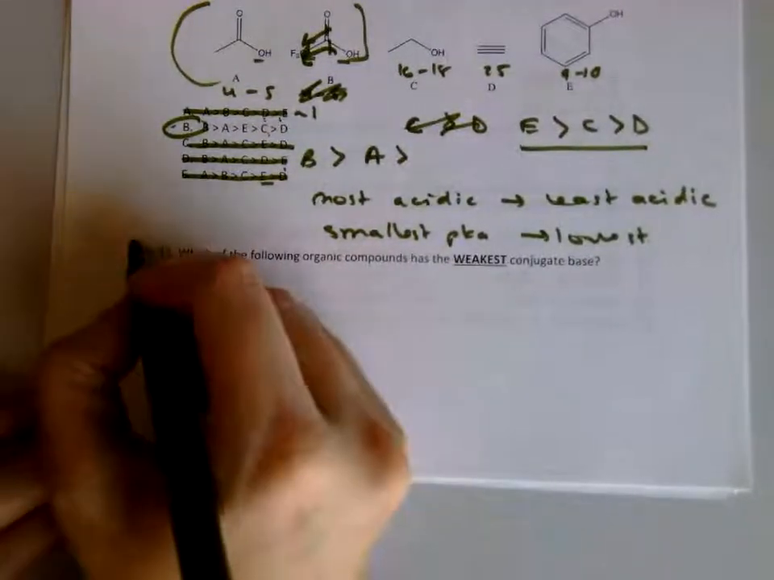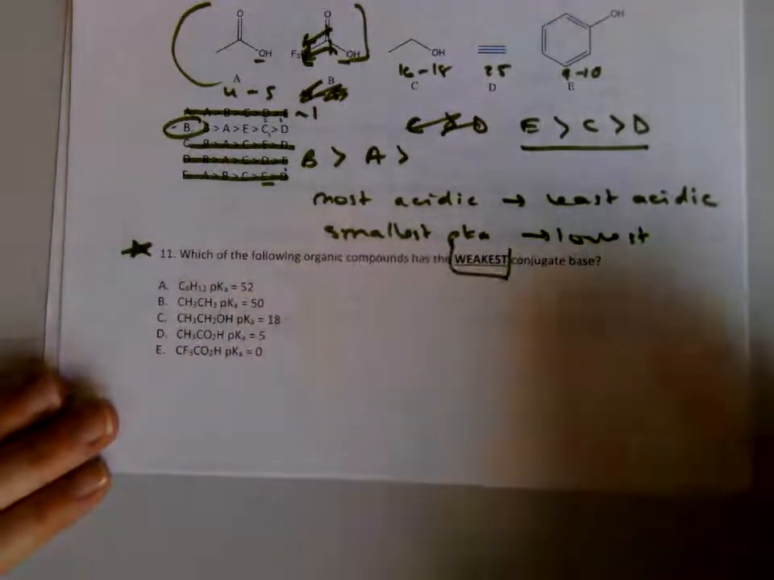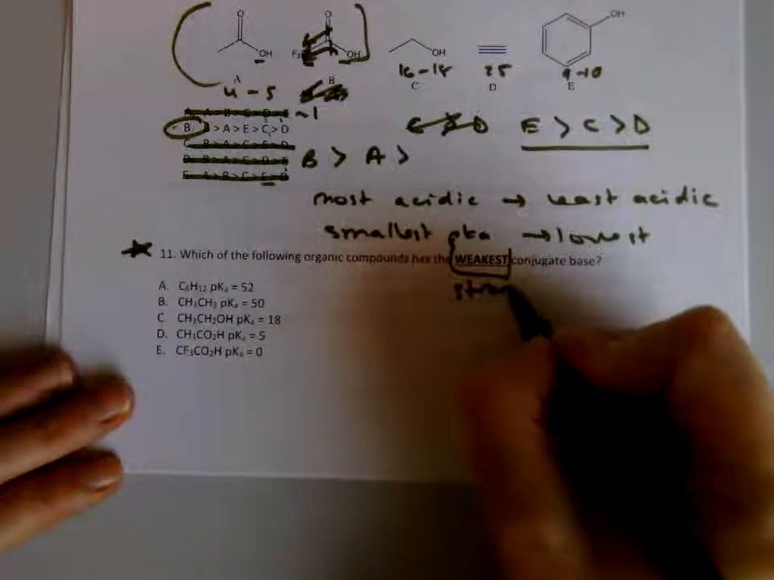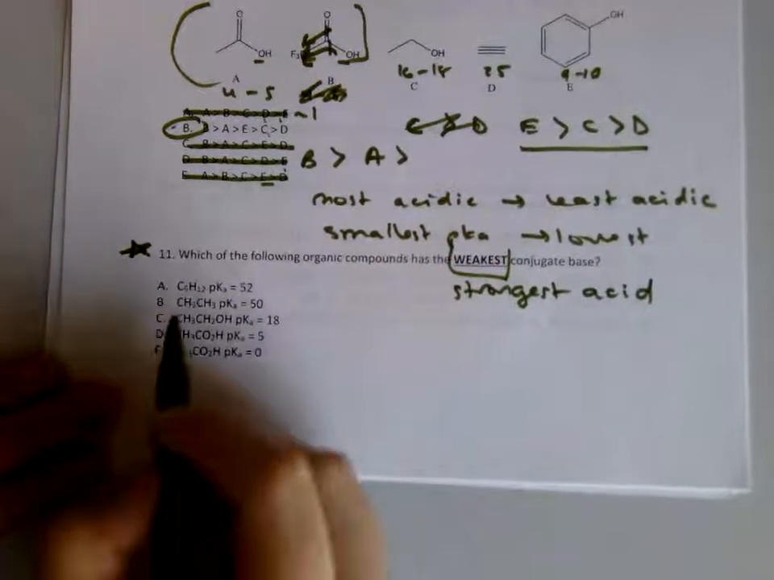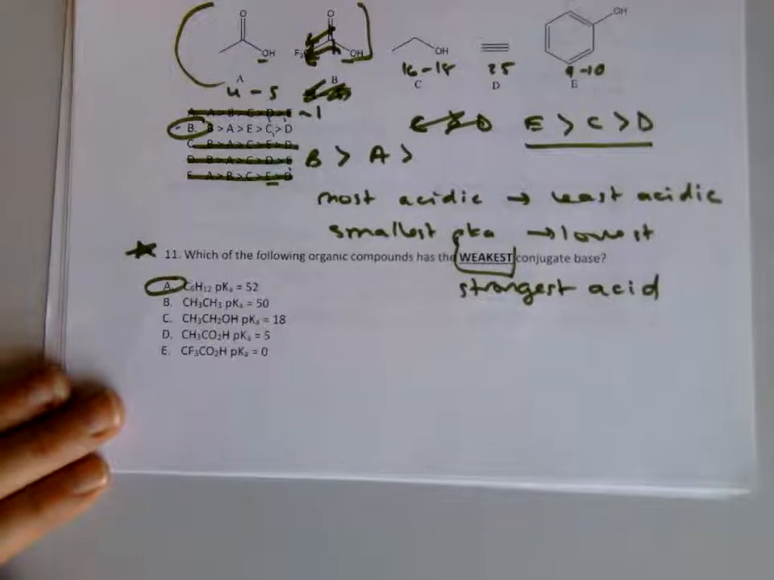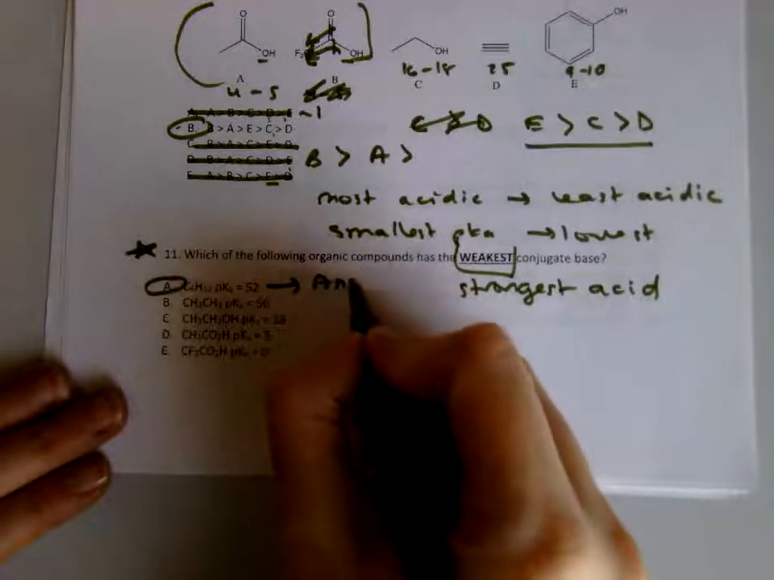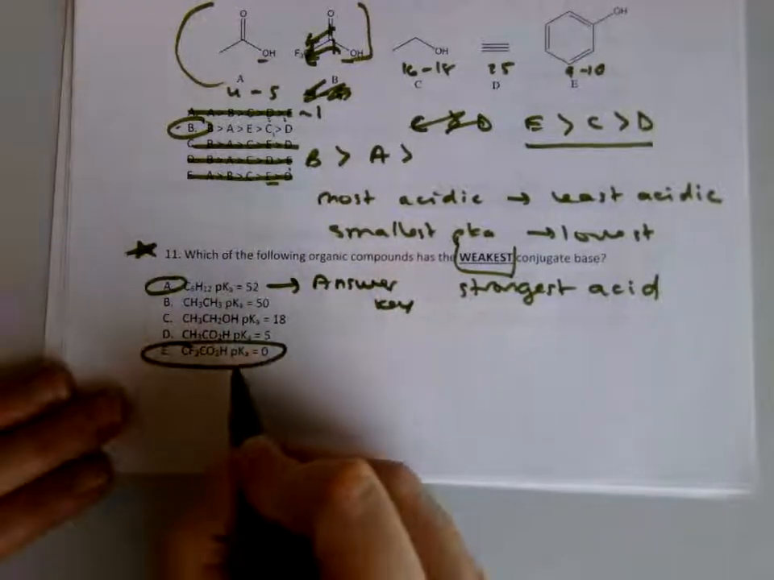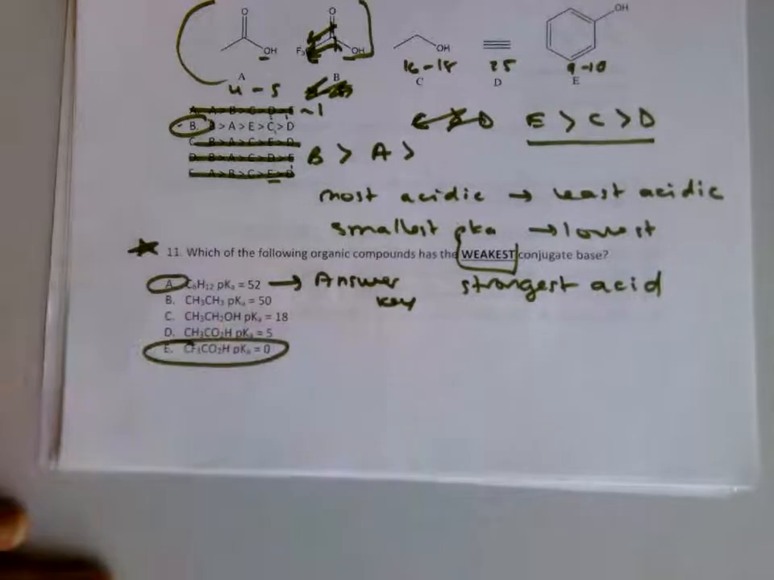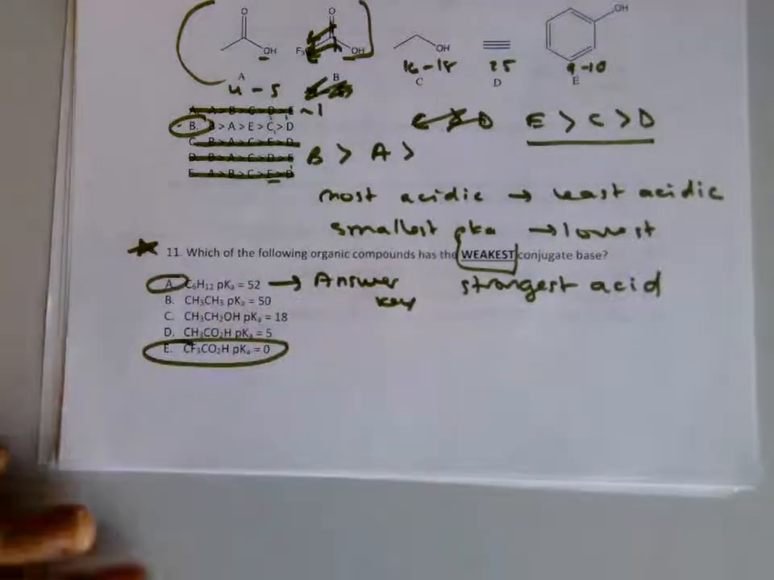Okay, this one everyone got right in one way or another. The question is, which is the weakest conjugate base, which must mean it's the strongest acid. And I'm silly, I thought about that, and then I circled this one like a crazy person on the answer key, but that one's actually wrong. This is right, because the strongest acid is the smallest number, which is 0. So my weird brain strikes again, and I don't know why I picked 52.